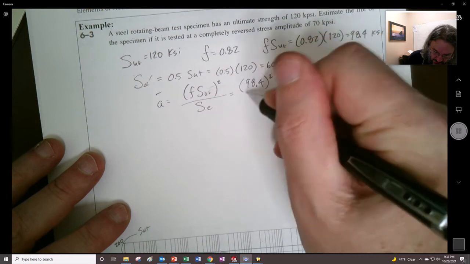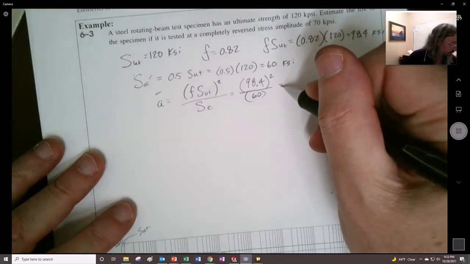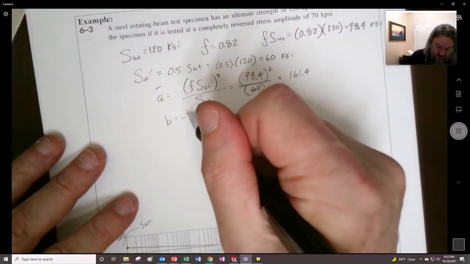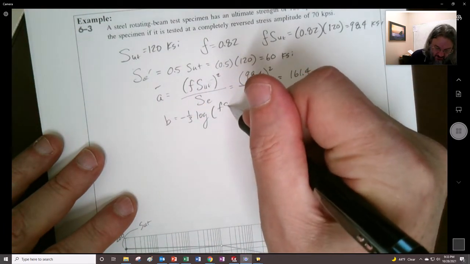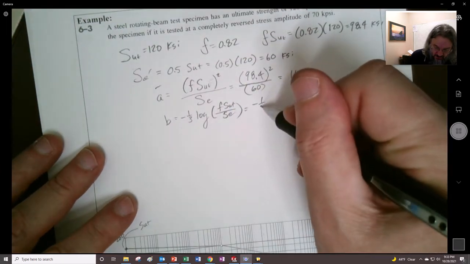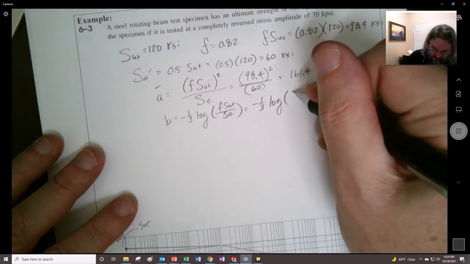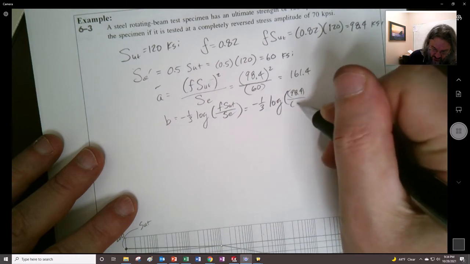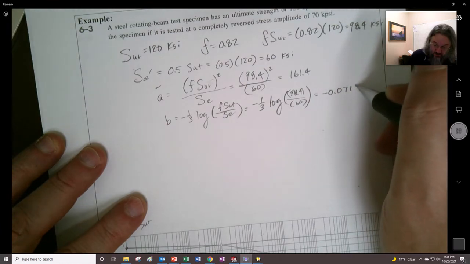So 98.4 squared divided by 60, and we get that a is going to be 161.4. And b is negative one-third log base 10 of f Sut over Se. That's the 98.4 divided by my 60, and we get a negative 0.07161.